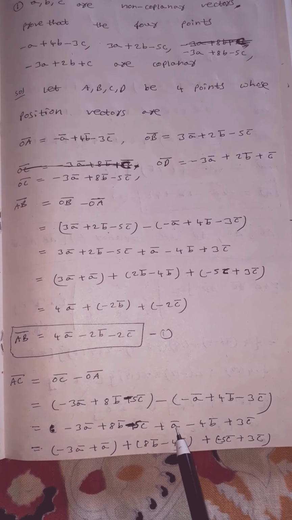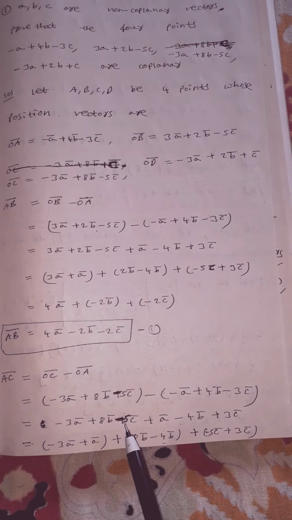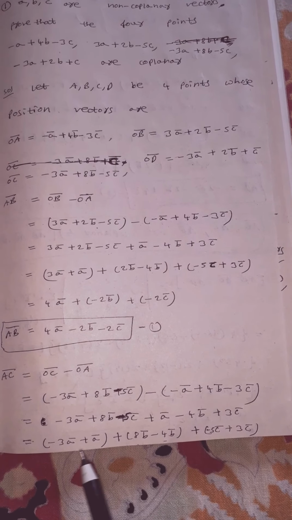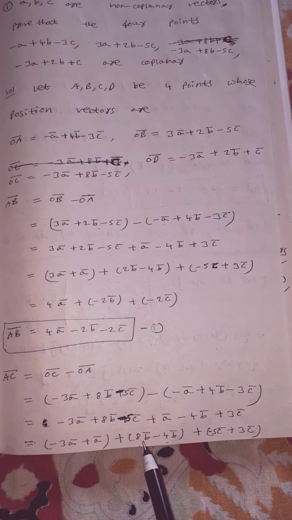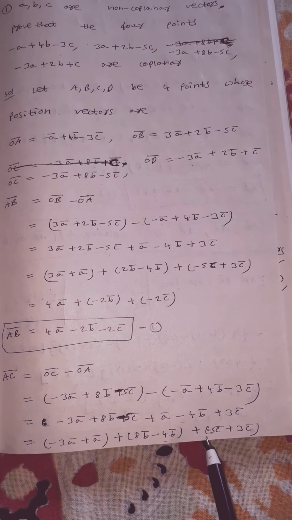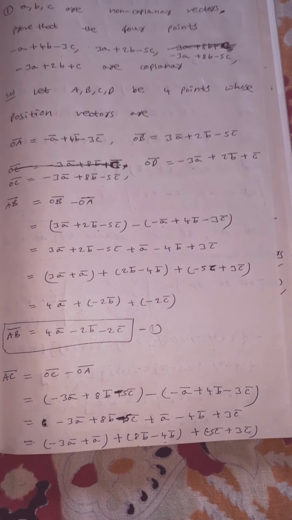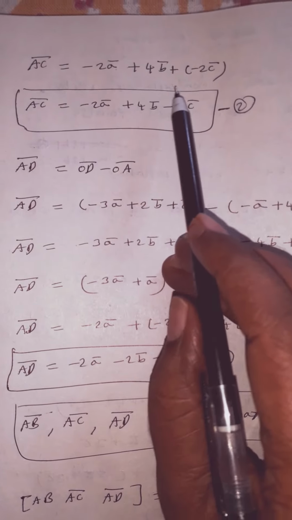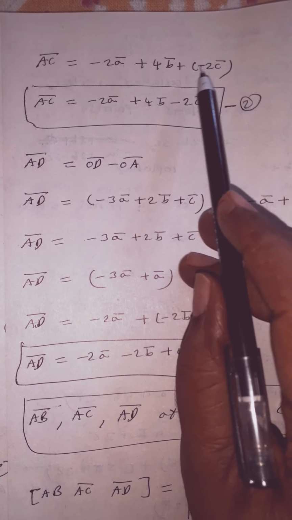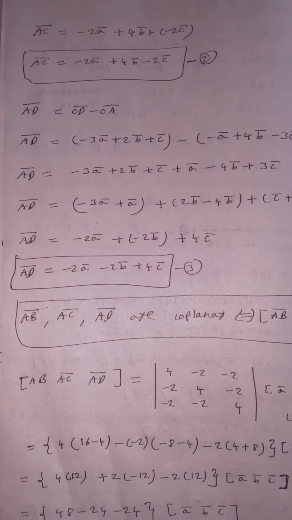Now write the a bar, b bar, c bar terms separately, children. So minus 3a bar plus a bar plus 8b bar minus 4b bar plus minus 5c bar plus 3c bar, children. So minus 3 plus 1 is how much? Minus 2. Next, 8 minus 4 is 4b bar. Next, minus 5 plus 3, the bigger number has the minus symbol, so minus 2c bar. So that is what I have written here, children. Here the first two terms are written as it is, and plus into minus is minus 2c bar. So it is equation number 2, children.